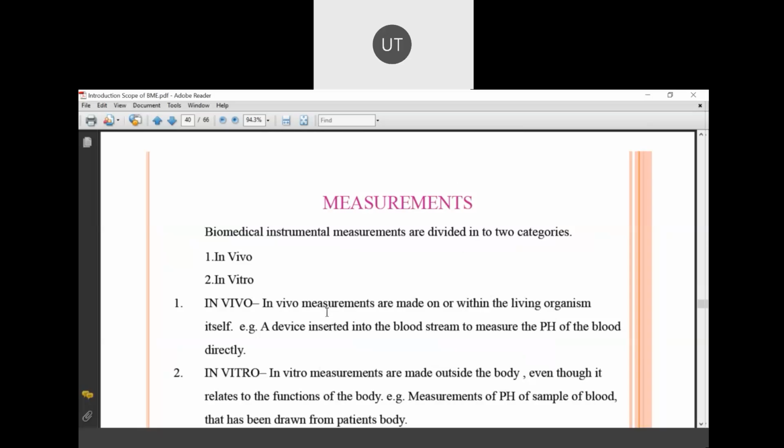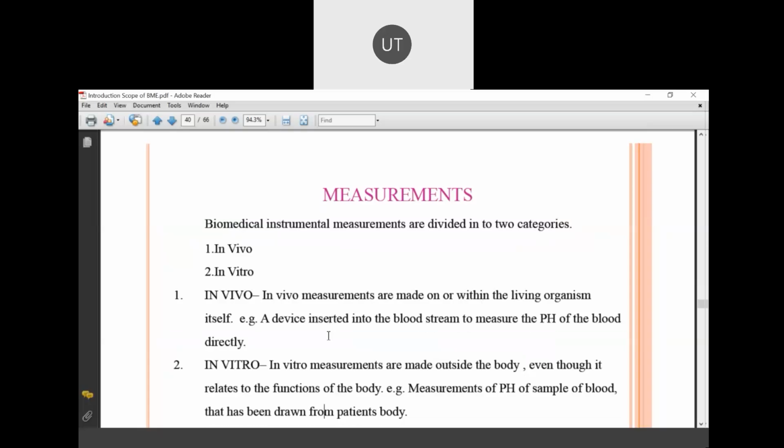So in vivo measurements are made on or within the living organism itself. Okay, a device inserted into the bloodstream to measure the pH of the blood directly comes in the category of the in vivo.